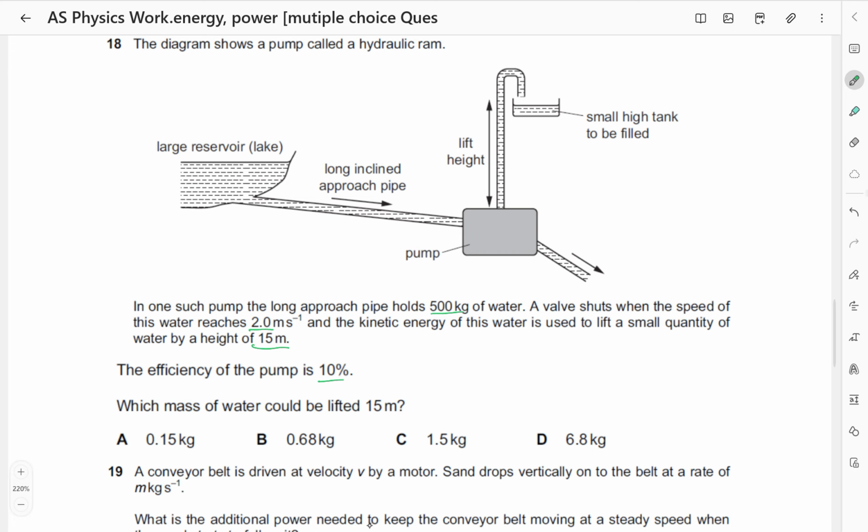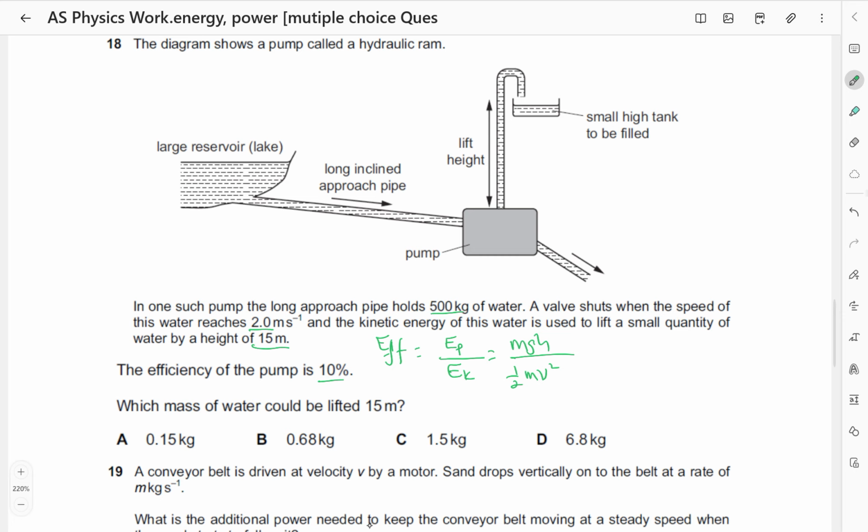Okay, so we have the input energy is the kinetic energy of the water. So efficiency is going to be equal to the energy output, which is going to be potential energy in raising the water to that height, over the energy input, which is going to actually be kinetic energy. So this is going to be mgh divided by the kinetic energy, which is a half mv squared. So that is going to be the efficiency.